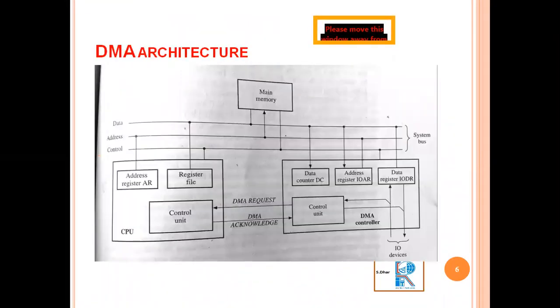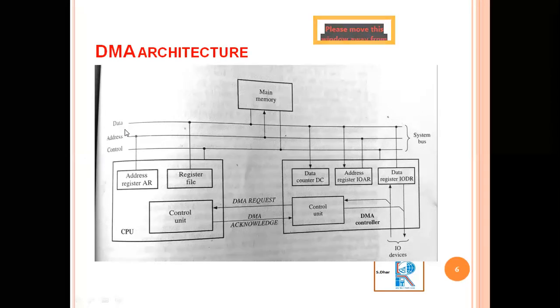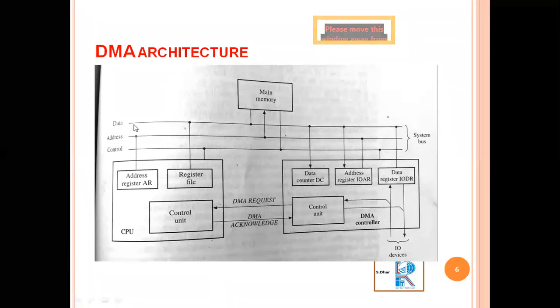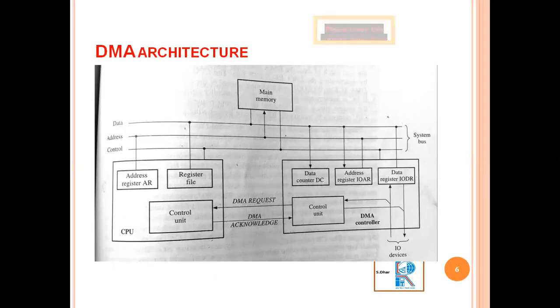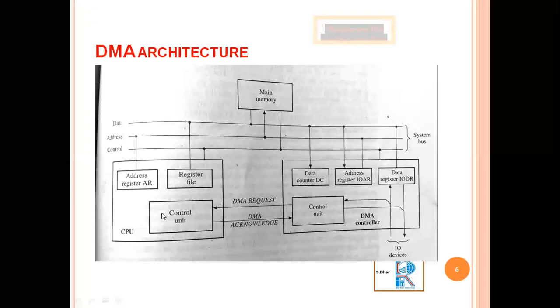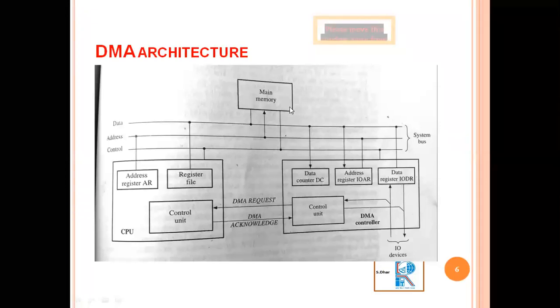Good. So next one is the DMA architecture. If you see the DMA architecture, it will be clear. See here, this is the main memory. We know that data will be transferred from the CPU register to the main memory using the three buses. You know that the three buses are data, address, and control. The function of the data bus is to transfer the data from memory to register or memory to IO device, and register to memory or IO device to memory.